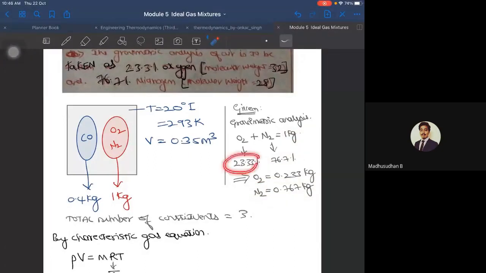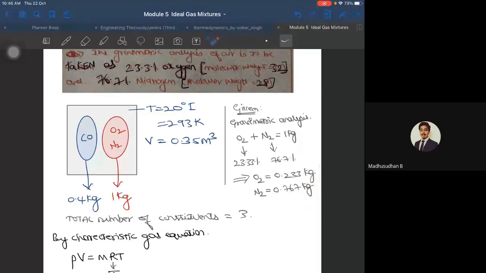23% of 1 kg is your oxygen weight. That means what is 23% of 1 kg? It is 0.23, so the oxygen weight is 0.23 kg. Similarly, what is 76% of 1 kg? It is 0.76 into 1, so again it is 0.76 kg. If you add these two, you get back 1 kg. Got my point?